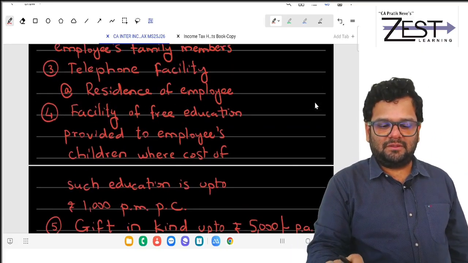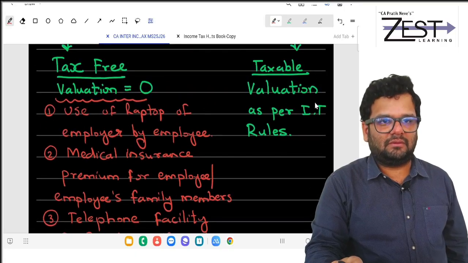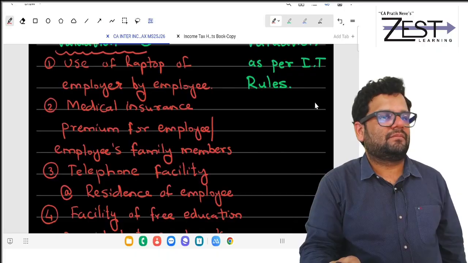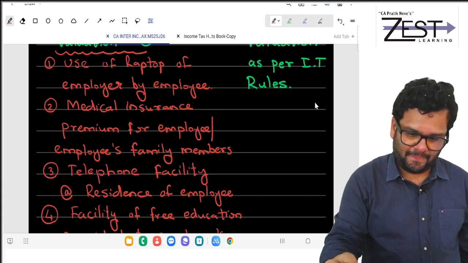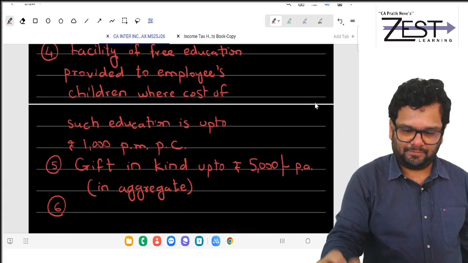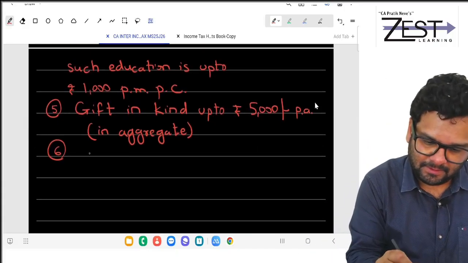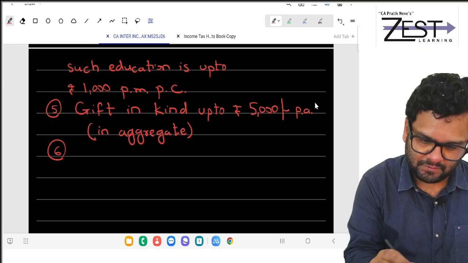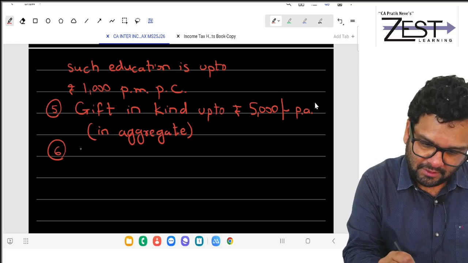Of course, when I said medical insurance, it will also include accident policy, so not writing separately for accident policy. Next. Understood till this point? Okay.